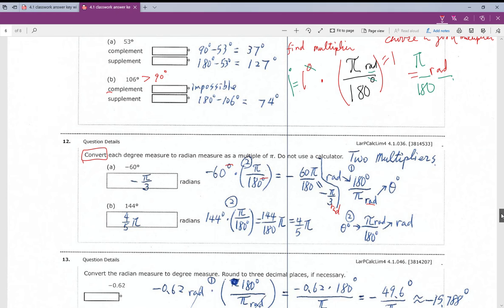Now, sometimes if you want to convert radian to degree, then you choose the reciprocal as the multiplier. That's the other multiplier. So if they give you degree, you choose the multiplier with degree in the denominator. If they ask you to convert radian to degree, then you want 180 degree in the numerator and pi radian in the denominator. We are going to see this type of question pretty soon. So 144 degree, if you have degree, then you have degree in the denominator, so you can reduce the degree and then you find the answer.